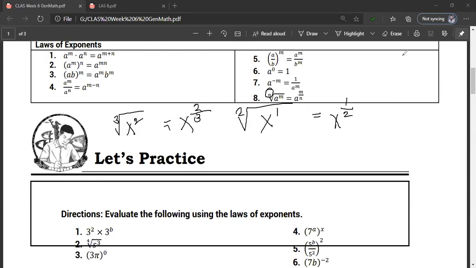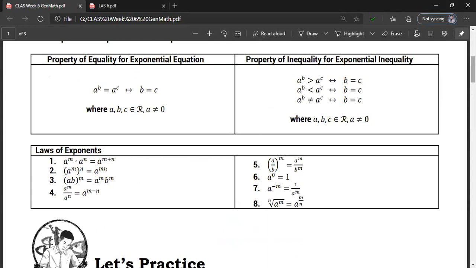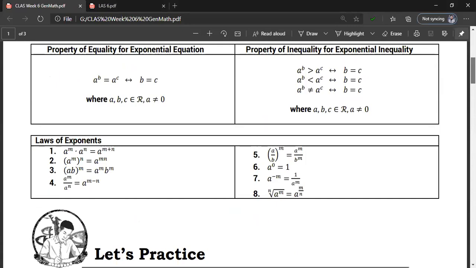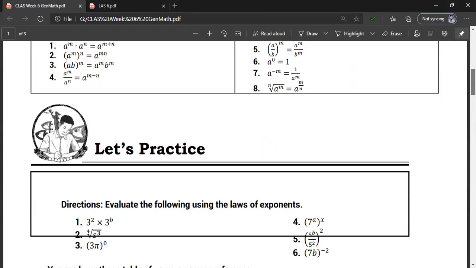So, natapos na natin yung laws of exponents. May question po ba or na-review ba? Sino may tanong? Wala? Walang tanong? Okay. Sure? Ay, walang tanong. Tahimik eh.